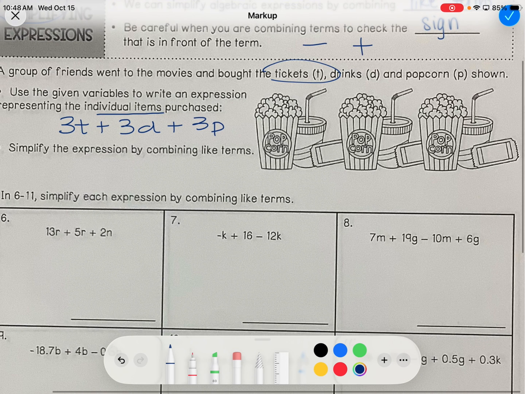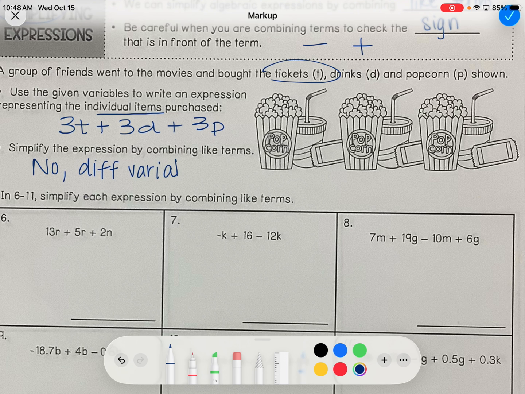Can I combine anything? No. Why not? Different variables. And are you going to combine tickets with popcorn? No. Okay.